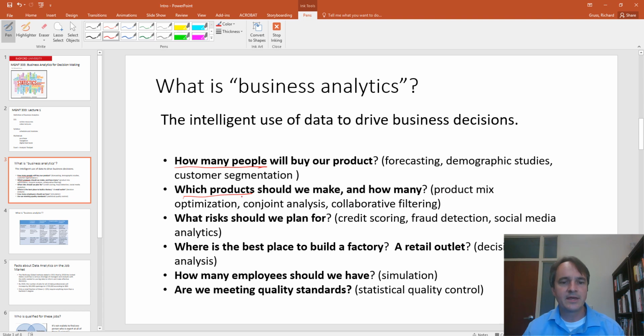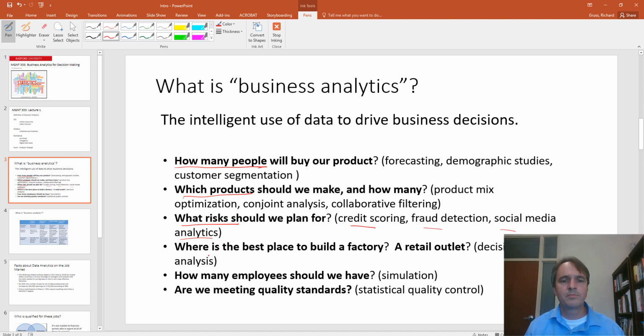Are there ways that we can look at the market and do some analysis of what people are saying and what people are currently buying to decide what we should be doing? What kind of risks should we plan for? And you see, I put here as examples of applications here: credit scoring, fraud detection, and social media analytics. I understand that there are some banks that are now crawling social media to try to assess people as loan risks. I don't know if that's true. It would be interesting if it was.